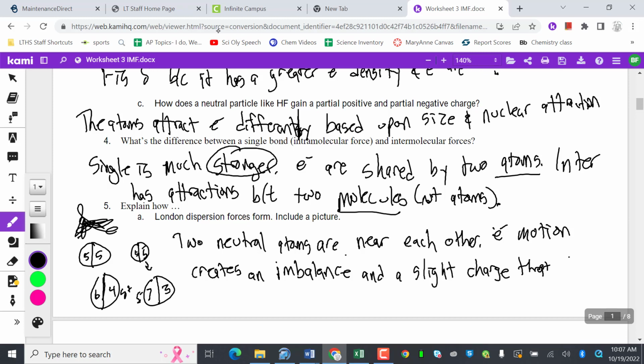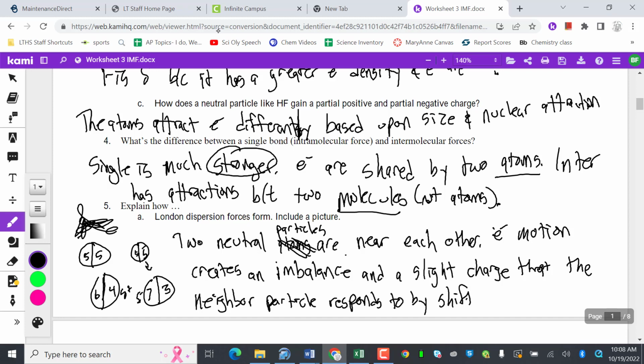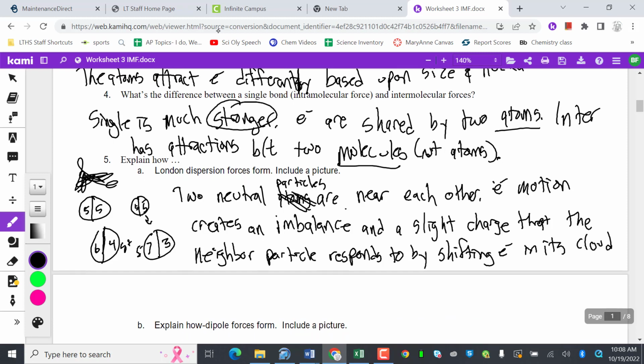That the neighbor atom, I call them atoms, they don't have to be atoms. Let's call them particles. They're probably molecules. They are near each other because of an imbalanced slight charge, and the neighbor particle responds to it by shifting electrons in its cloud, and positives and negatives attract.